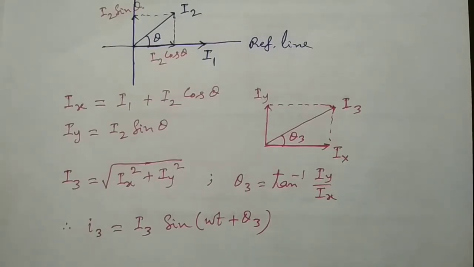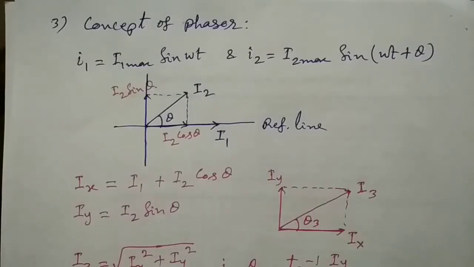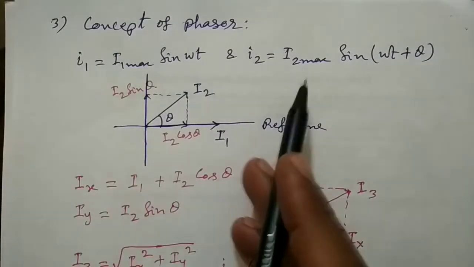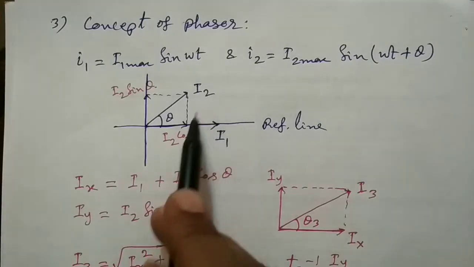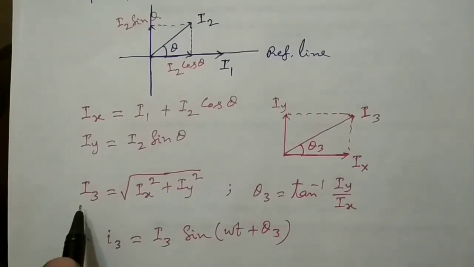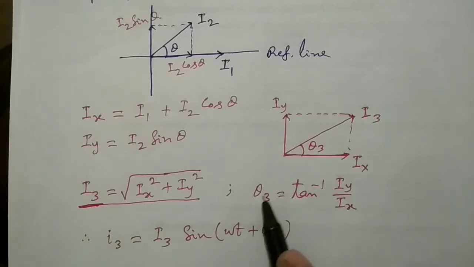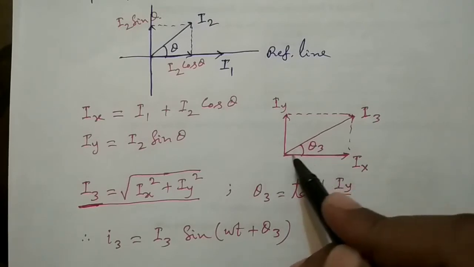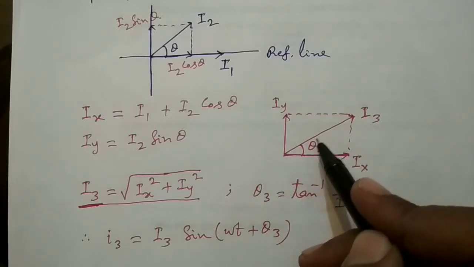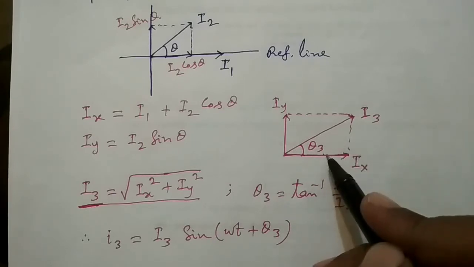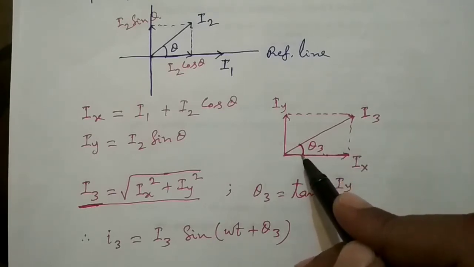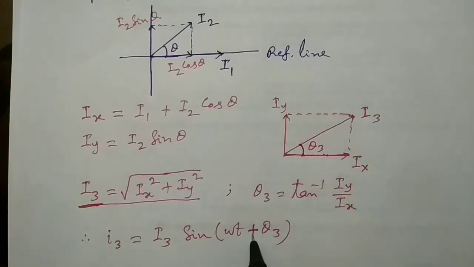Remember one thing here, we consider the maximum value of the I1 and I2. So it is I1 max and it is I2 max. Therefore, in this step, we get the maximum value of the resultant current. That is, this I3 is the maximum value of the resultant current. So here it is written as I3. And the resultant current makes an angle with the reference line and its position is above the reference line. So it will be considered as positive. That's why I have written here omega t plus theta 3.